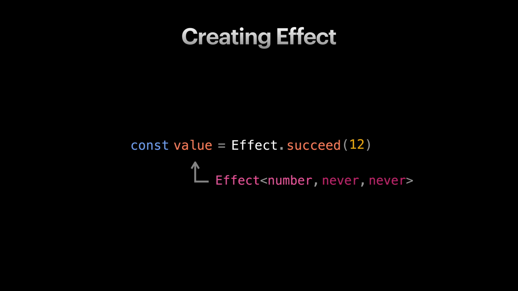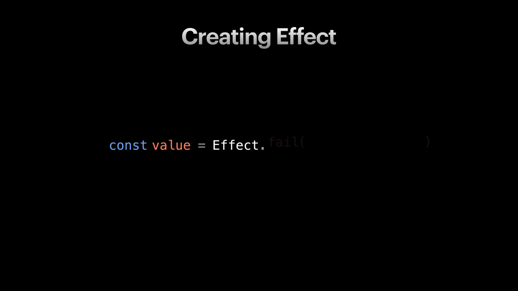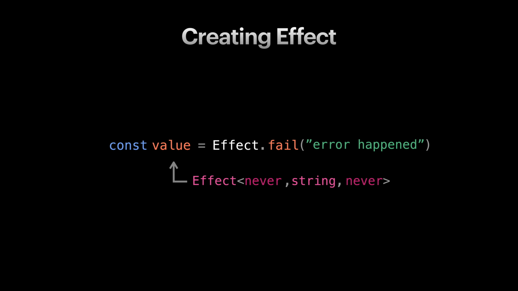But what if we want to indicate that our value is a result of a failed computation in an effect? In that case, we use the effect.fail function. Looking at the type of our value constant here, since the output of effect can never be a successful value, the first type parameter is never. But the second type parameter, which is the type of failure, is a string. If it helps, you can think of effect's succeed and fail functions as being similar to promise's resolve and reject methods.